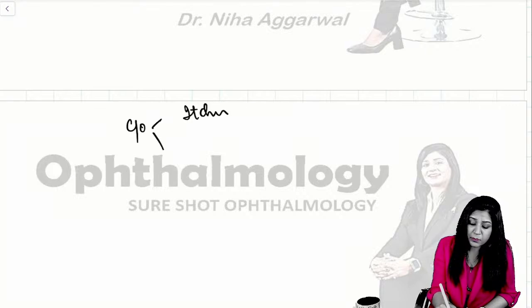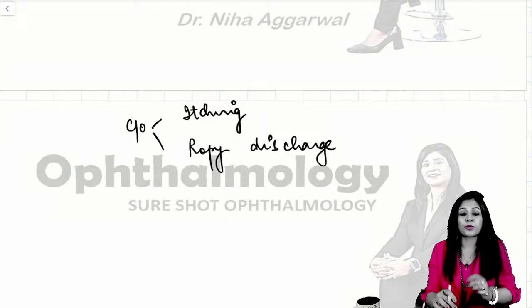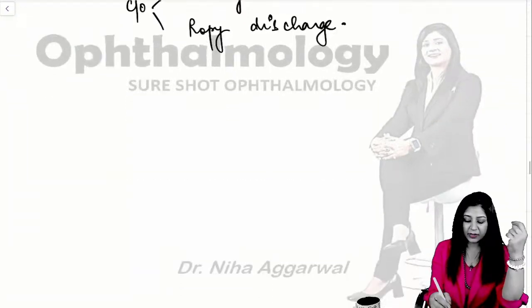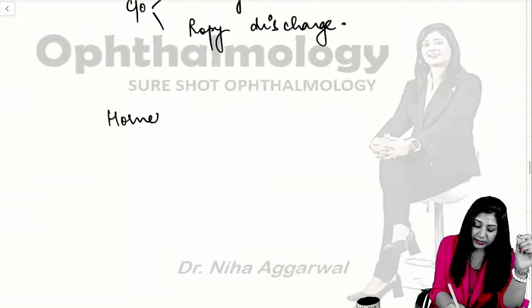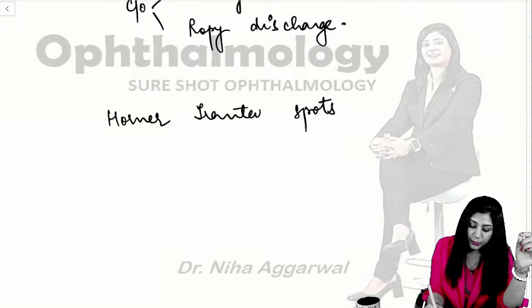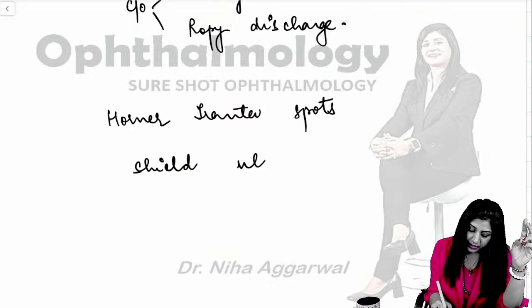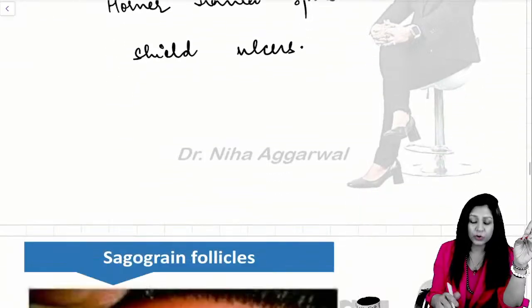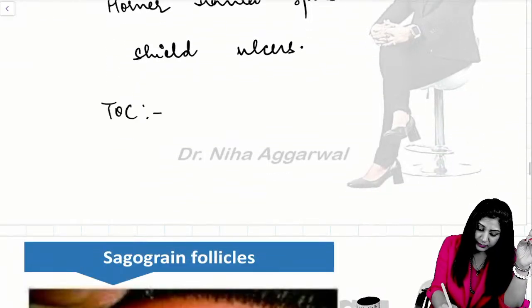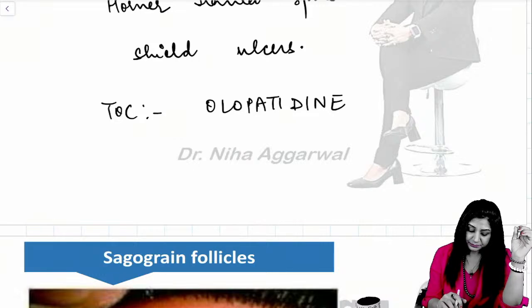Itching is very important in allergy along with the ropey discharge. If they are having the itching along with the ropey discharge, then they can also complain of what? Horner Trantas spots. We can also have Horner Trantas spots. We can have shield ulcers. And what is the treatment of choice, guys? Treatment of choice will be the olopatadine.